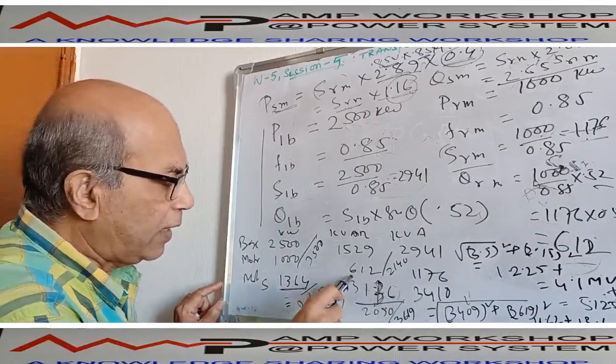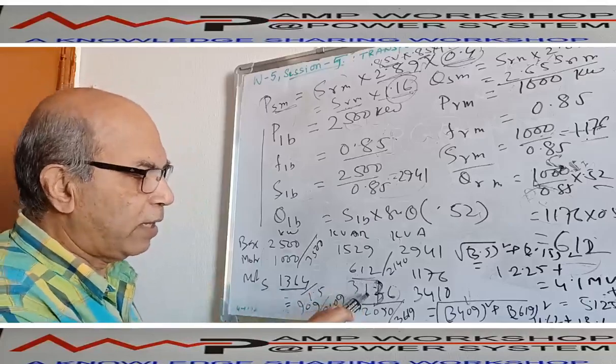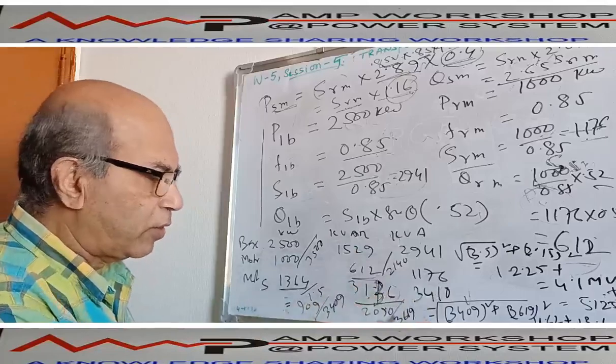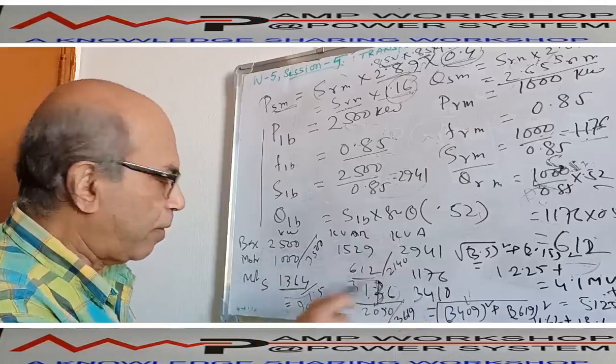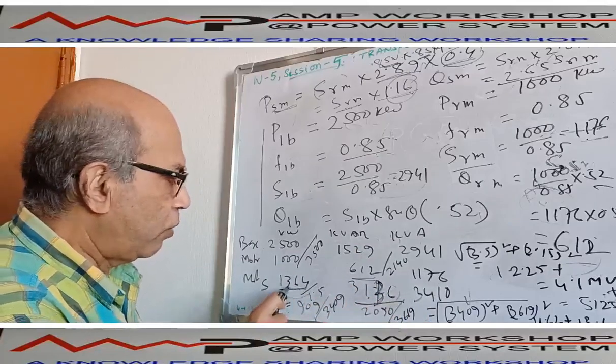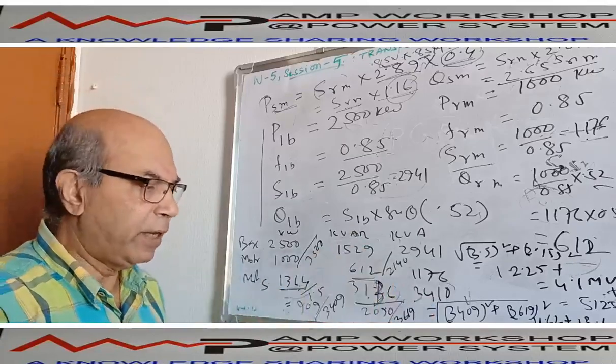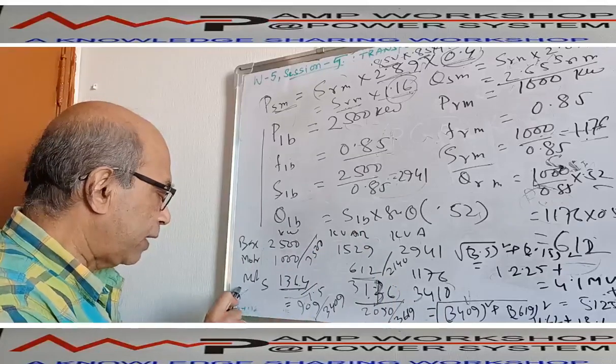You can see the running kVA of the motor is 612, but the starting kVA is 3136. And we can also calculate the motor kVA during starting: motor kilowatt divided by power factor. With the power factor 0.4, 1364 by 0.4, you will get 3410. That is the kVA. Okay. Now we have to think about another point.